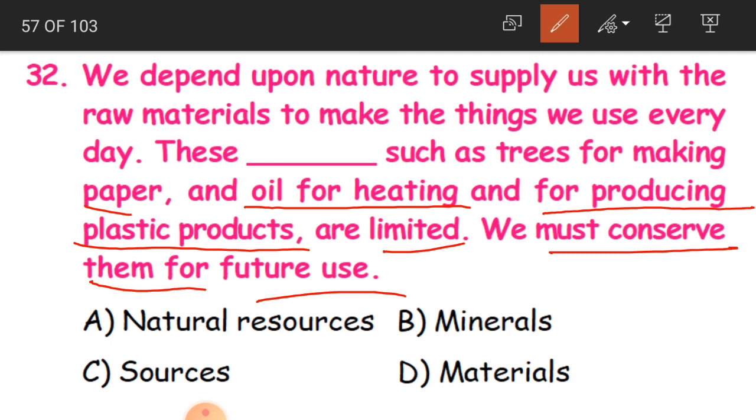So what are the substances which we make paper from trees, and oil for heating and for producing plastic products, and which are very much limited? As we are using it more, what happens? The resources are becoming less. So we have to conserve them, we have to save them, we have to use it in a limited manner. Whenever required and how much is required, we have to use only that much quantity, so that we can save it for future use.